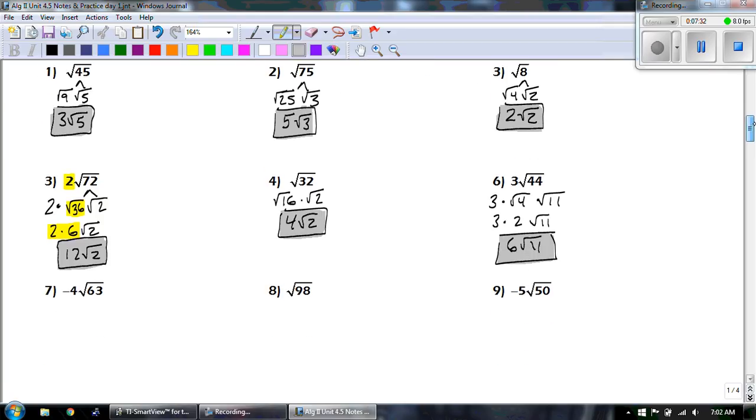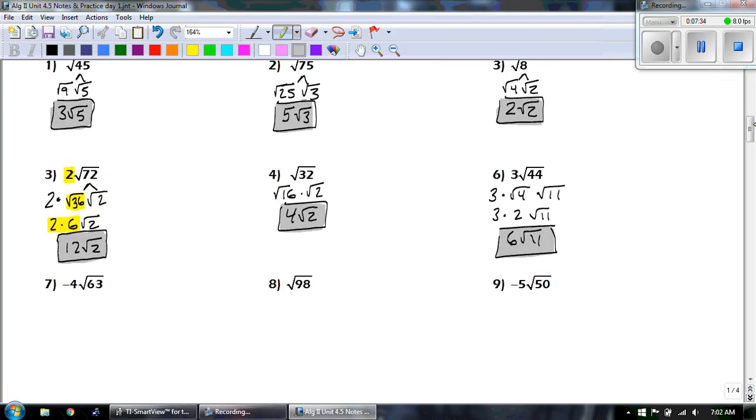All right, so all we're doing is breaking these up, okay? Even if there's a negative outside, we would keep the negative and break down 63, which is 9 and 7. The square root of 9 is 3, and 4 times 3 is negative 12.